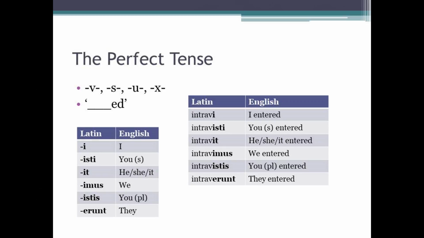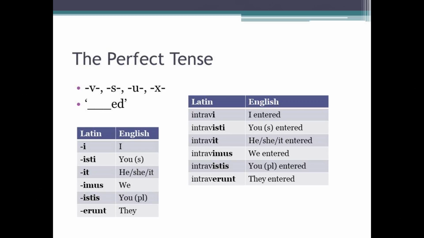So the perfect tense, as you already know, can be recognised with the letter V before the ending. But some verbs don't have a V, so you can also recognise it by the letters S, U or X before the ending. So try to remember V sucks to recognise a perfect tense verb. And as already discussed, they can be translated using an English word ending in ed quite often, like the example of the verb to enter, as I've got in the table below.